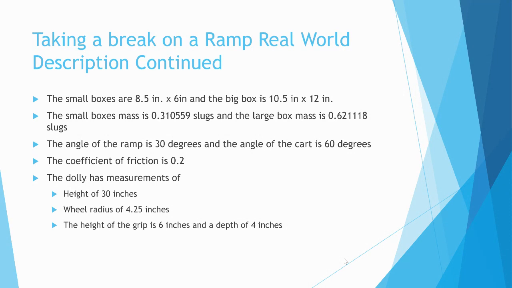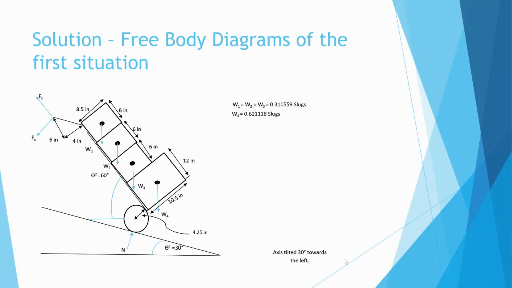Otherwise, the first thing to do with this problem is to draw the free body diagram. The main thing to keep in mind here is that the axis for X and Y is tilted 30 degrees towards the left. That's why when you look in the upper left corner, the X and Y axes are not straight up and down and left and right as you would imagine.